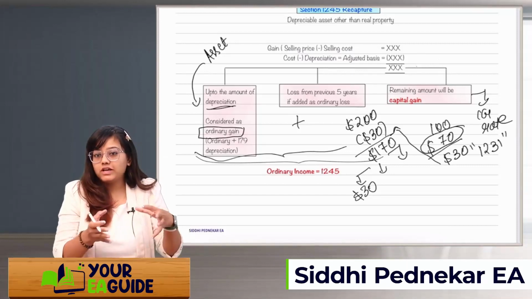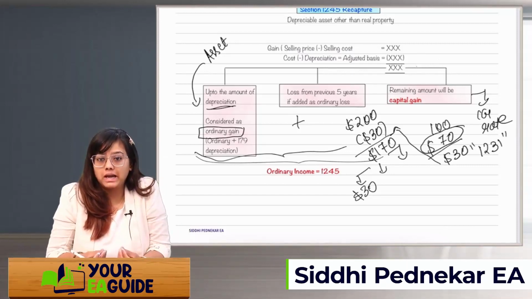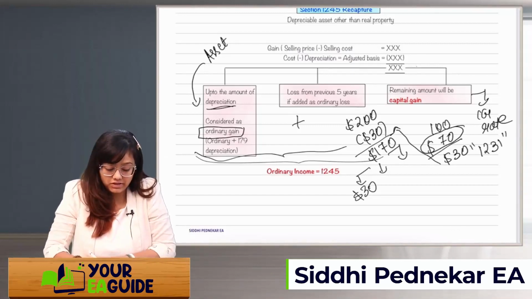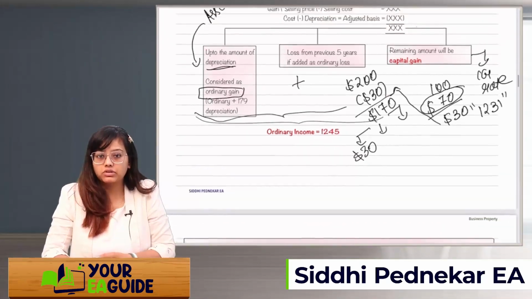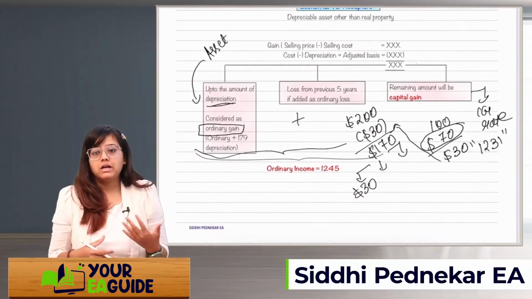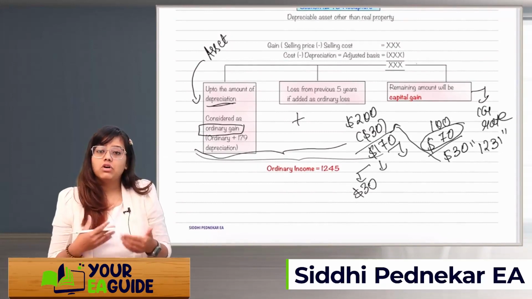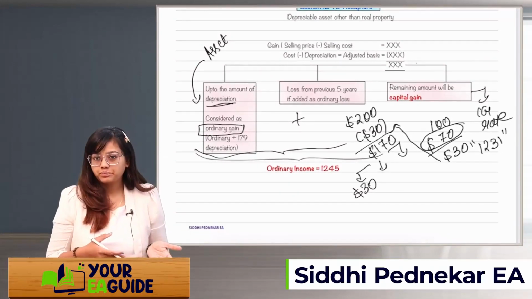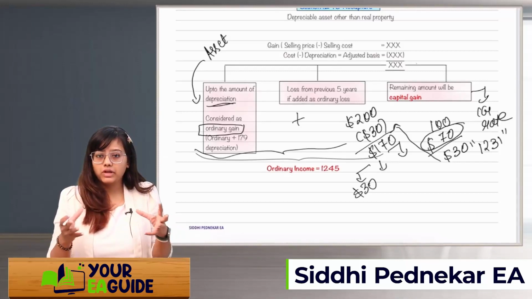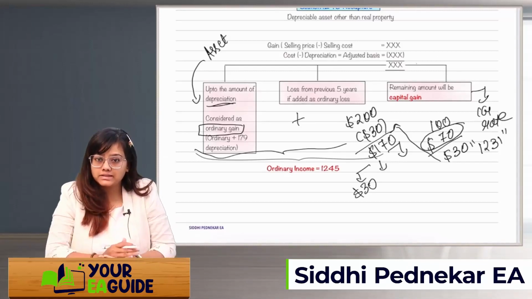1245 is nothing but the ordinary gain. Whatever depreciation you have claimed in the past, it includes 179 depreciation as well. We will learn about 179 in this chapter only. But just remember, whatever depreciation you have claimed on that asset, and if there is any loss from the previous 5 years, both of the amounts will be combined and considered as ordinary income and will be taxable at the ordinary income rate.